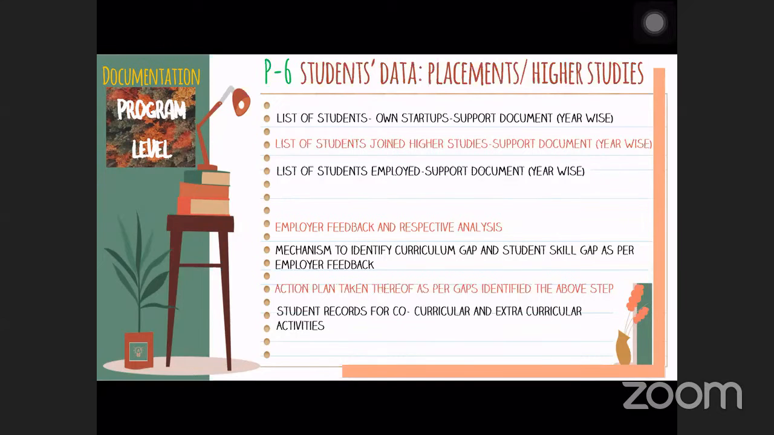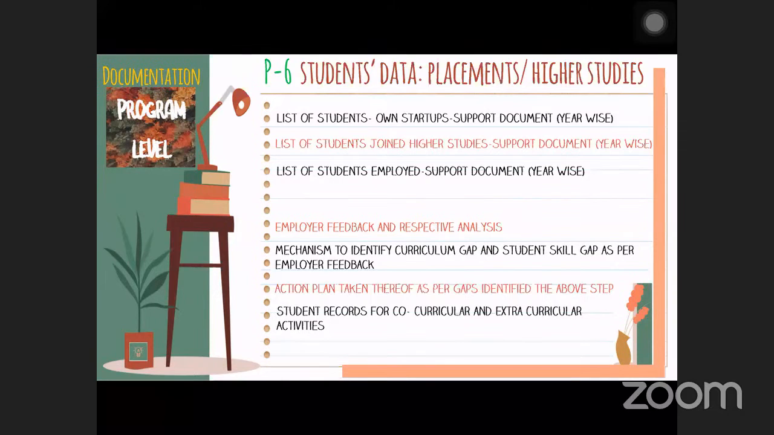And finally, the list of the students who found employment. So who are employed, this list also should be there. And it's not only the list, but some support documents should be there. So some evidences should be there about this. So for example, a student who went ahead for starting his own company, right? His company registration related document, certain document that proves that a student has got a registered company in his name.